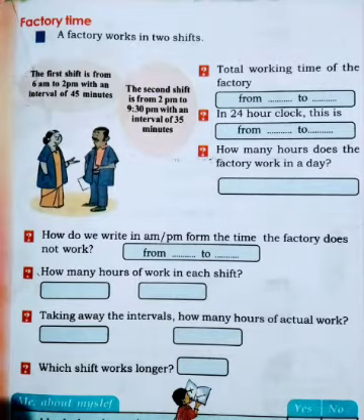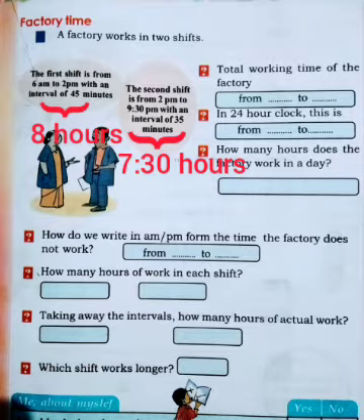Okay. How many hours does the factory work in a day? First shift 8 hours and the second shift 7 hours 30 minutes. So we add these two. We get the total working time. 8 hours plus 7 hours 30 minutes. That means 8 plus 7 is 15. 15 hours 30 minutes. Adding 8 hours and 7 hours, plus 30 minutes, that means 15 hours 30 minutes.